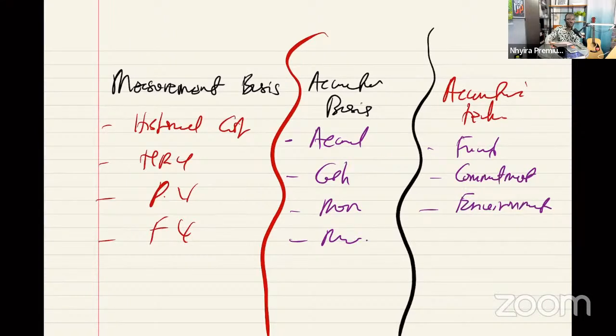Let me know if that makes sense for you. The measurement basis are the methods we use to determine the value of an element to be incorporated in the financial statement. The accounting basis are the approaches or assumptions we use in the preparation of the financial statement, and that is your accrual basis, cash basis, modified cash, modified accrual. The accounting techniques are the methodologies used in keeping government accounts or government books, and that is where fund accounting, commitment accounting, and vote accounting come in.